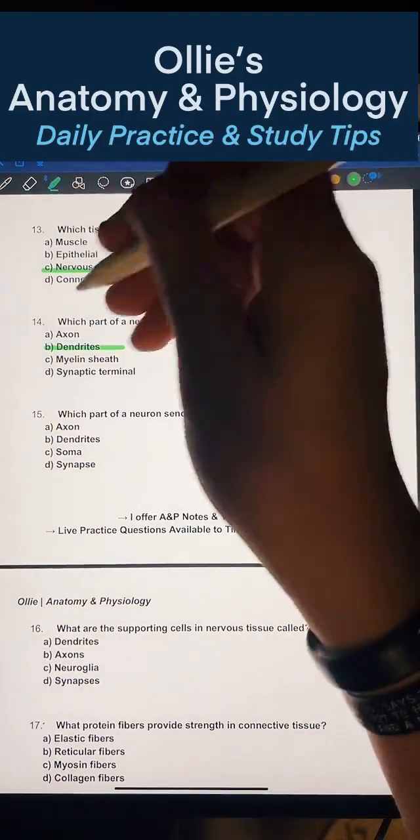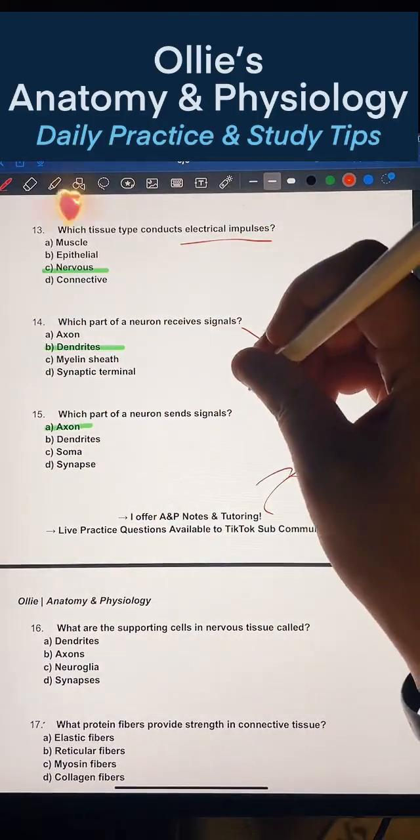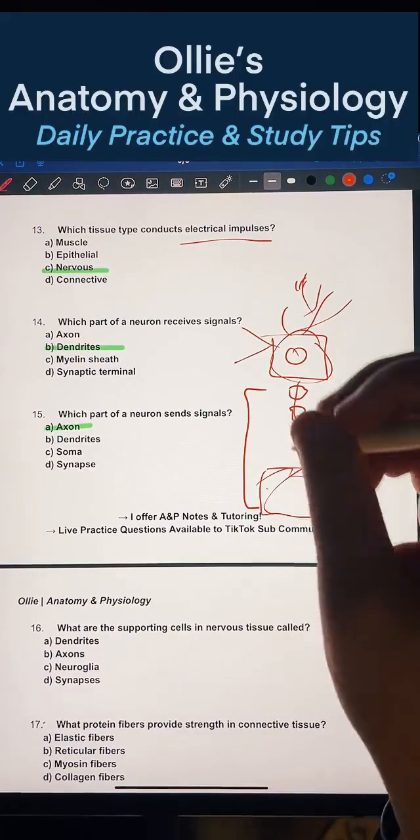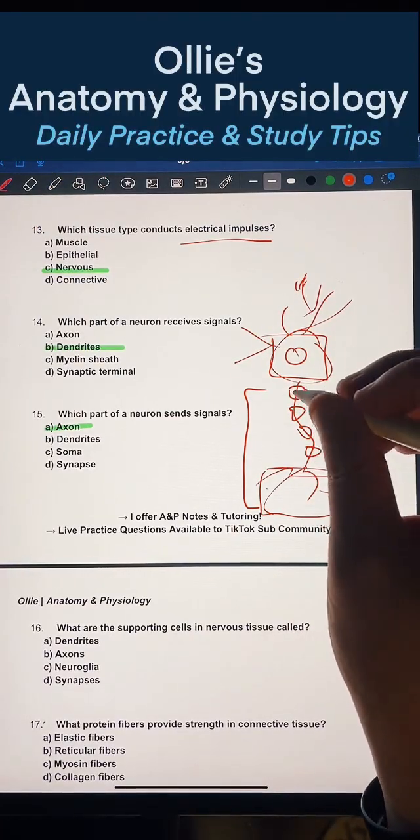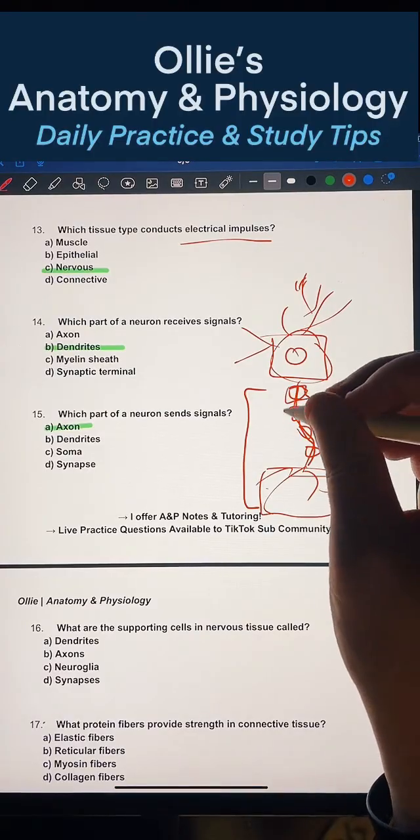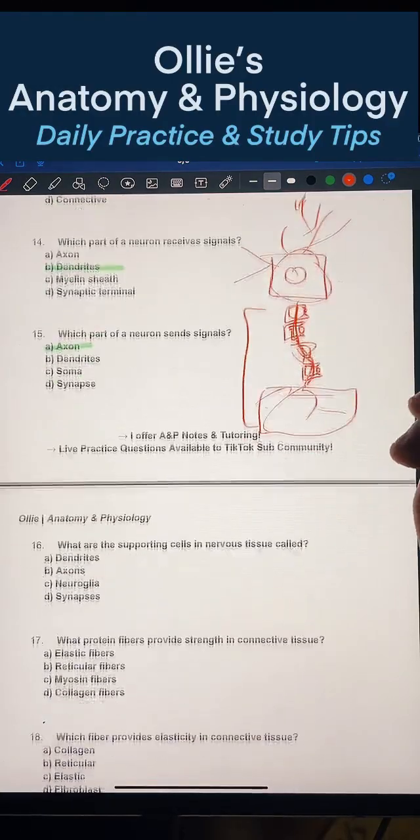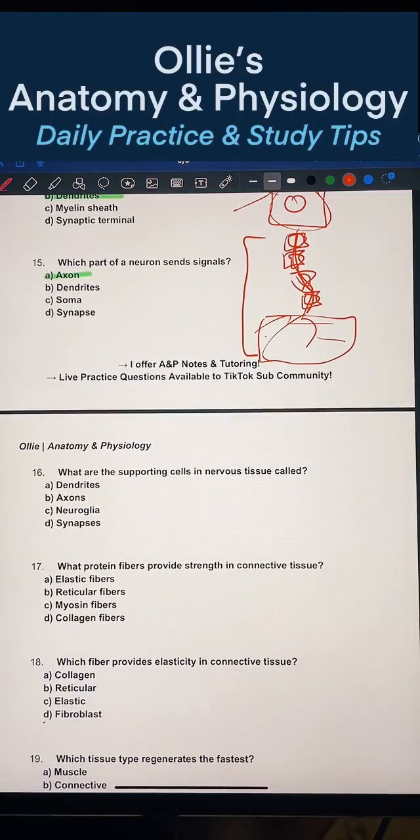Number 15, the answer is A, it is the axon. This whole part is the axon. This part is the axon terminal. This thing that covers these, that insulates it, is the myelin sheath. It's going to speed up and insulate those signals. Number 16, what are the supporting cells in the nervous system called?